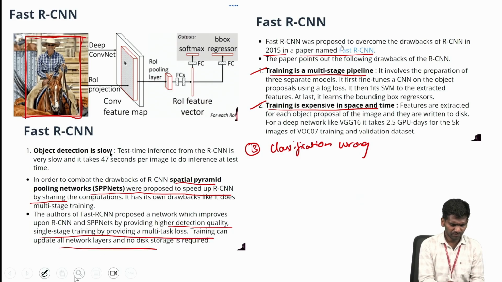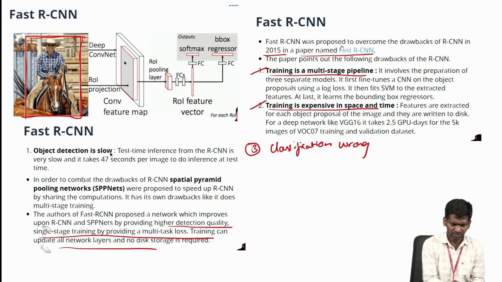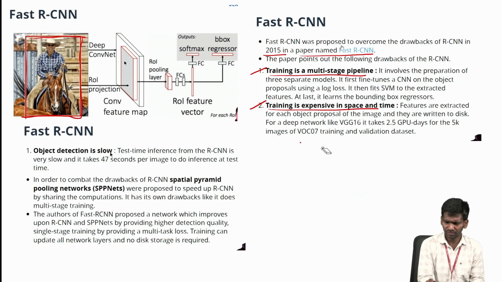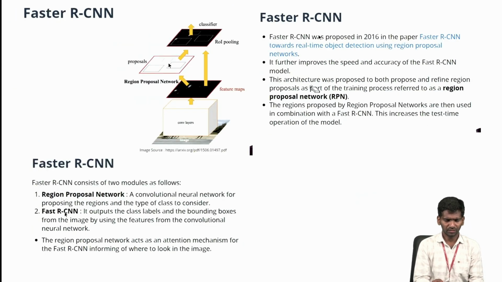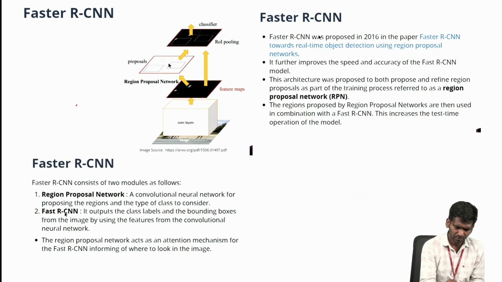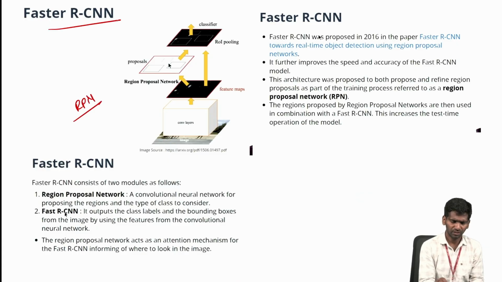So next we will see Faster R-CNN. What are the advantages of Faster R-CNN? We have seen R-CNN and Fast R-CNN. Now we will see Faster R-CNN. In Faster R-CNN, we will be adding one more extra layer. That's it. The RPN concept comes in Faster R-CNN. The remaining layers are similar to Fast R-CNN.